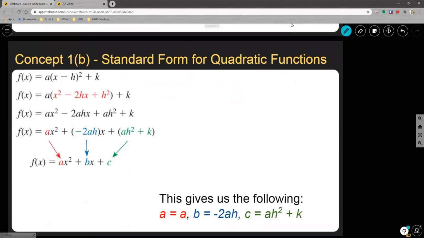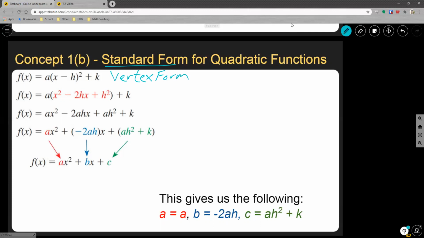So concept 1b, I'm converting to standard form from vertex form. So I'm starting off here in vertex form.